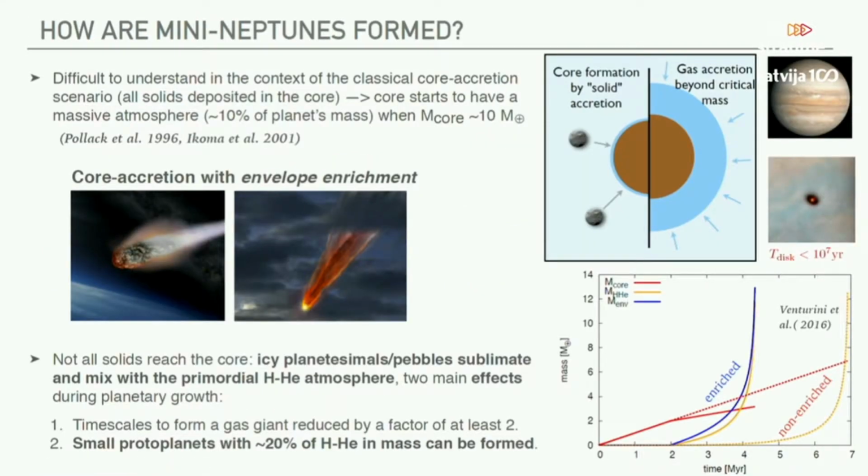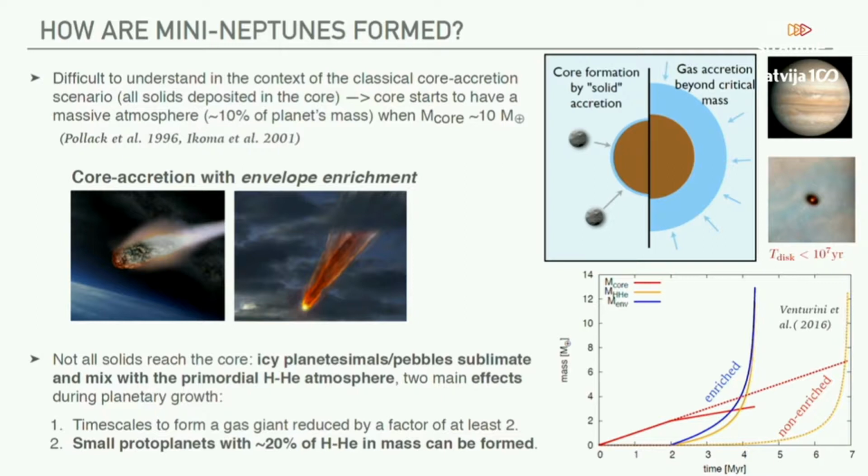In the classical core accretion model, it's actually kind of difficult to explain these objects, because in the classical core accretion model, all the solids go to the core. So the atmosphere is made of hydrogen and helium, and the protoplanet is able to start to bind considerable amounts of gas only when the core has around 10 Earth masses. So if we want to explain an object that has in total mass 5 Earth masses and 20% of hydrogen and helium, then it's hard to do in the core accretion.